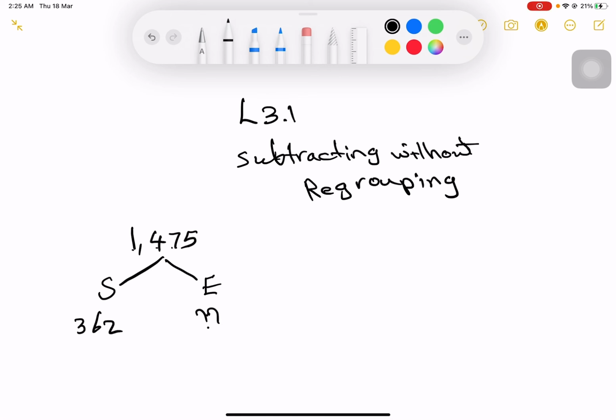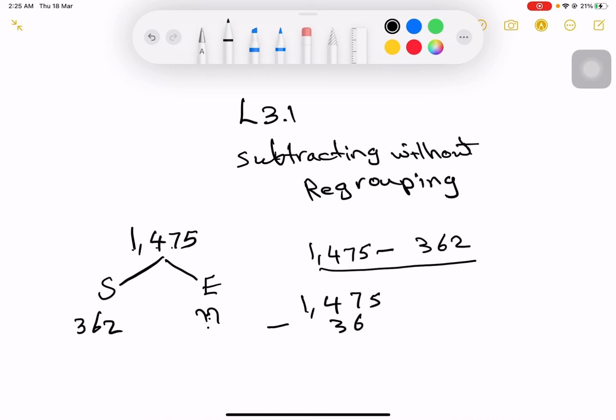To know how many, you are going to subtract 1475 minus 362. This is subtracting horizontally. I can arrange the numbers under each other vertically. 1475 minus 362. Look how I align my digits: the ones under the ones, the tens, the hundreds. For this number, I don't have 1,000, so you are going to subtract.